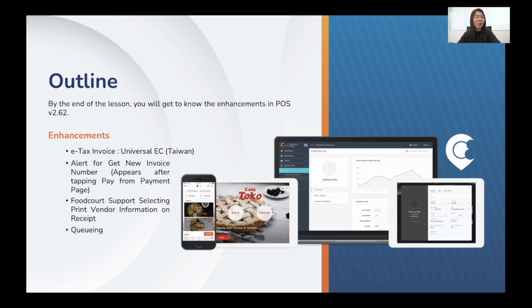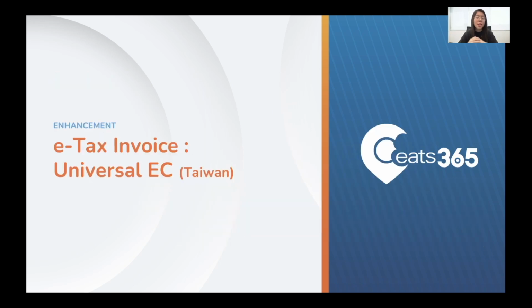And now, without further delay, let's dive into one of the highlights for our Taiwan merchants, which is that you can now link the Universal EC e-invoice platform to your Eats365 POS. As you may know, previously we were only able to link C2Stack and UXB2B e-invoice platforms to our POS. And now, we are excited to offer support to the Universal EC platform as well. So, if your restaurant is interested in using this platform, feel free to contact us or our channel partner to get started.